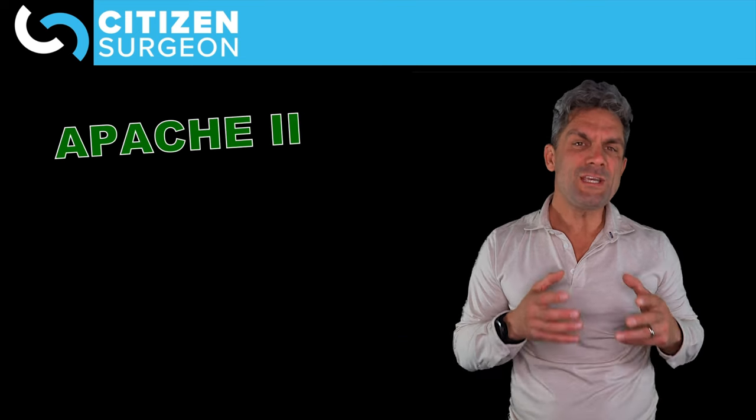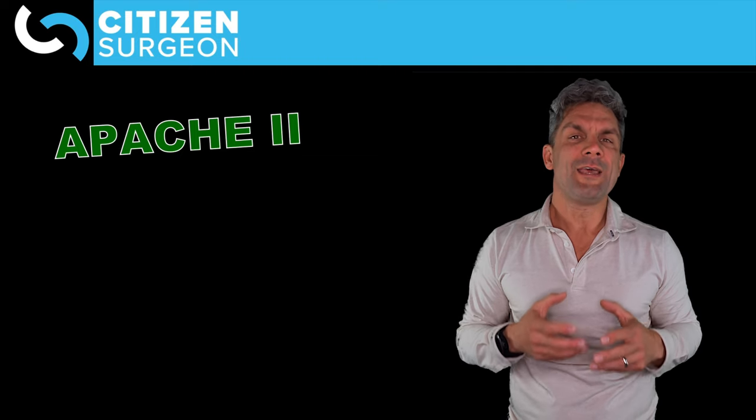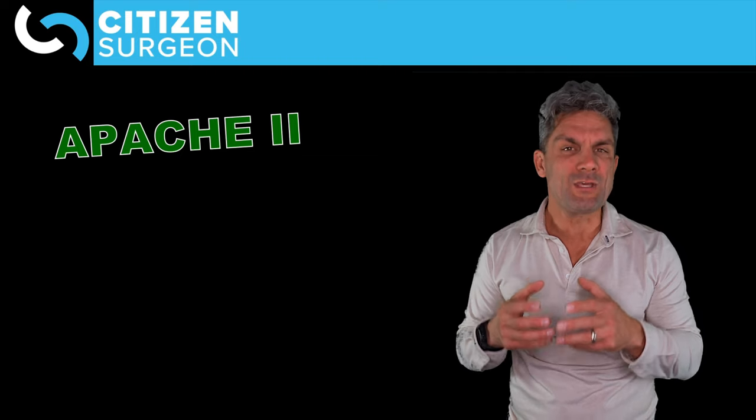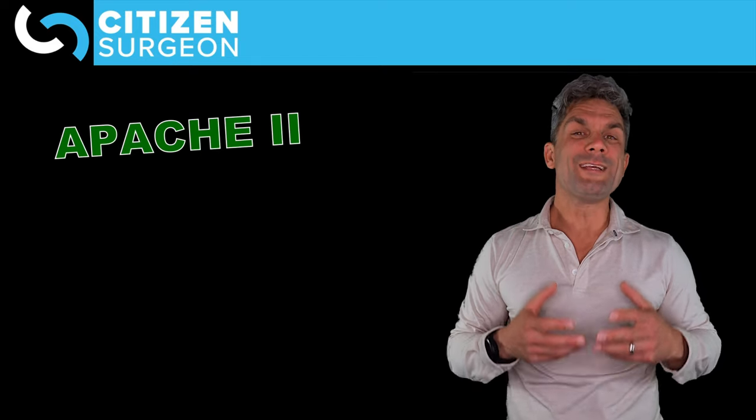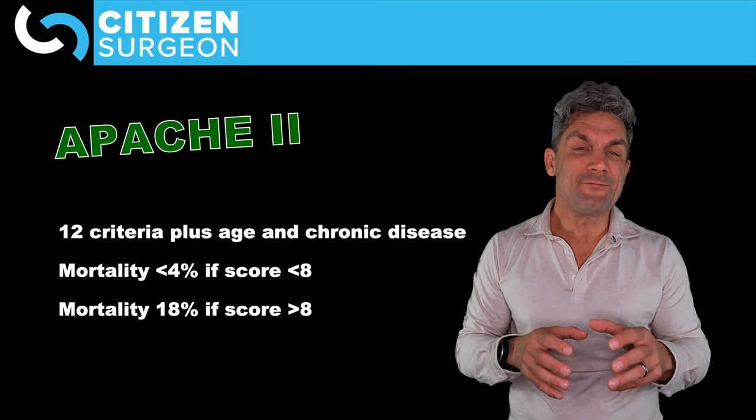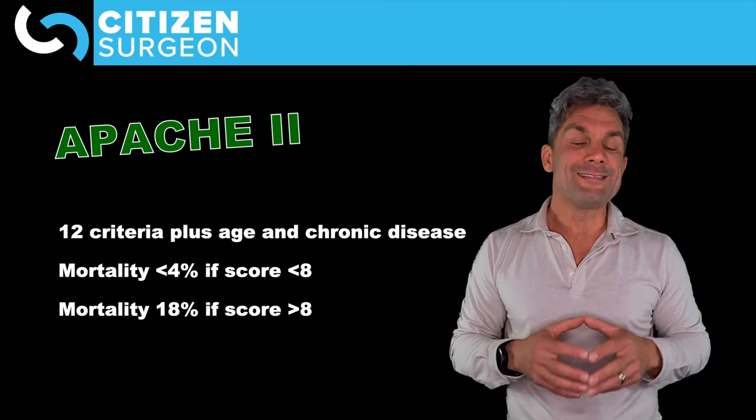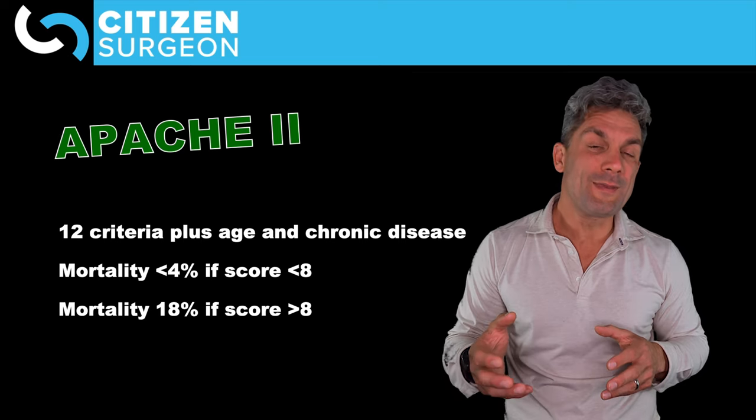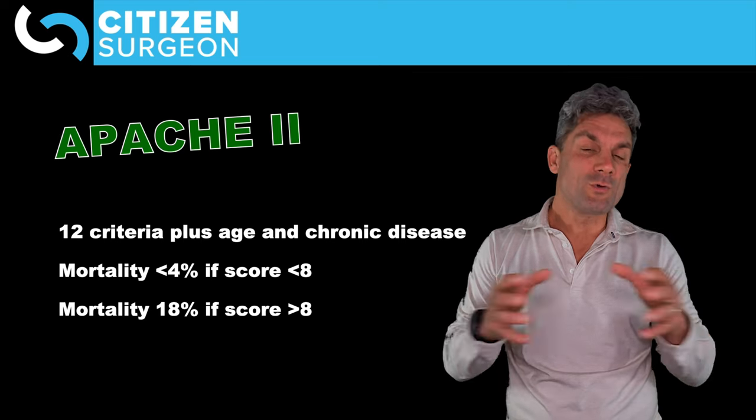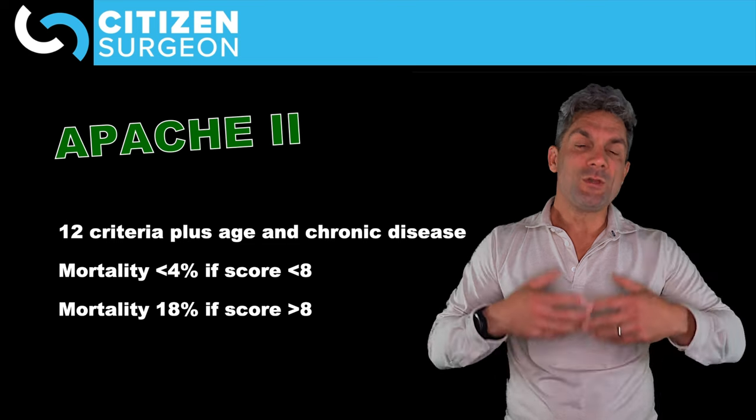The APACHE II was originally developed for critically ill patients with acute pancreatitis in the intensive care unit. And the APACHE II score is made up by looking at 12 different clinical parameters. Things like temperature, heart rate, blood pressure, respiratory rate, arterial pH. These things, all 12 of them, are put together, and you can look at a score.